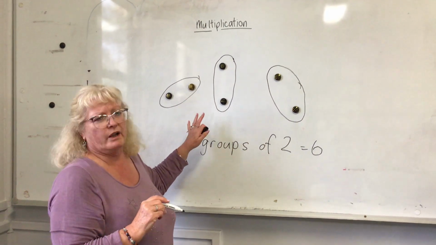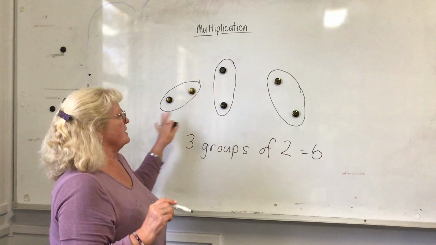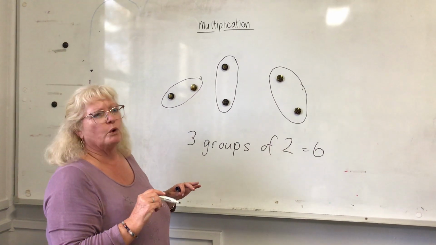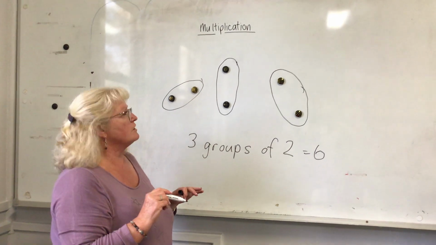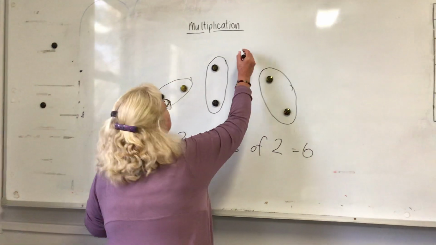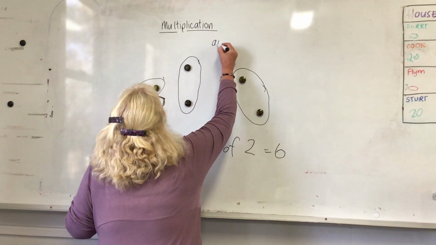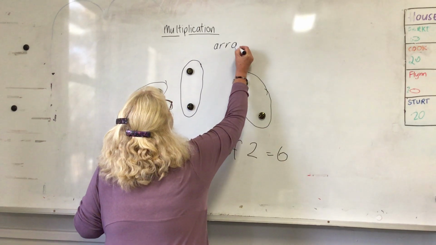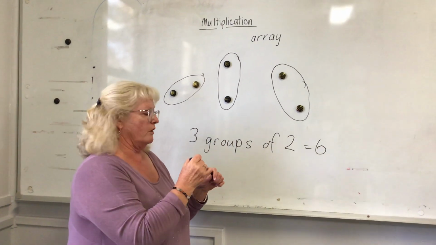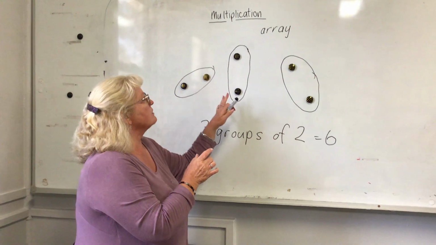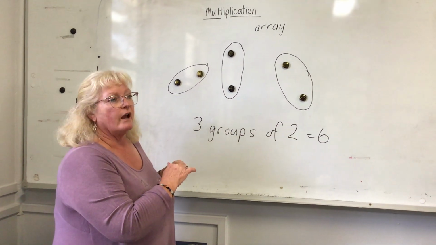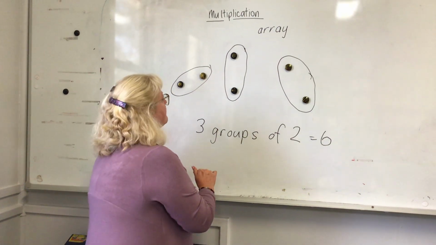Now that's one way of representing them, but it's a bit messy because they're all over the board. I want to present them in a more organised way. So today I'm going to introduce you to something called an array. Now an array is just a way of organising our counters, and it makes it easier for us to work out our total.